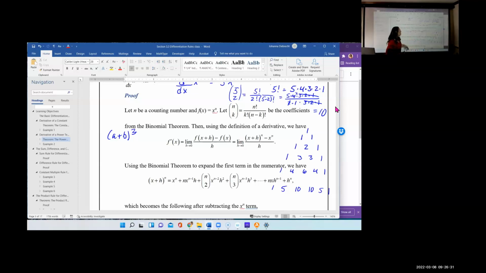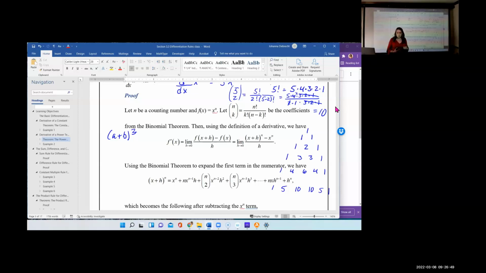So this formula that you see right here, written as 5 choose 2, is a way of generating the coefficients that come up in the triangle, which are the same coefficients that come up as the coefficients of a binomial multiplied by itself.